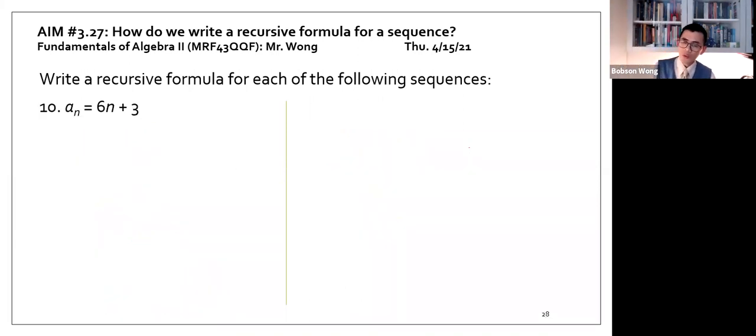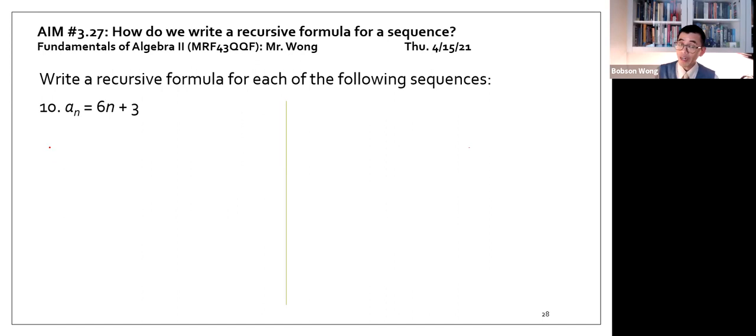Now, here's a tricky one. Write a recursive formula for each of the following sequences. So if a sub n equals 6n plus 3, that's an explicit formula, which means that I can calculate any of the terms by substituting the appropriate value for n. And so in order to write a recursive formula, we need to figure out the pattern. So let's look for the pattern.